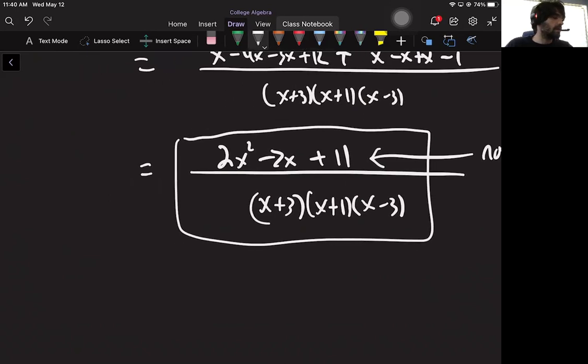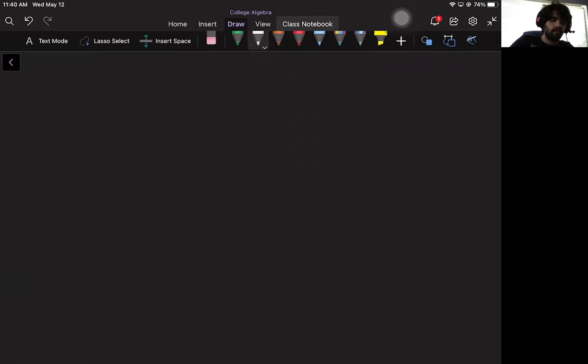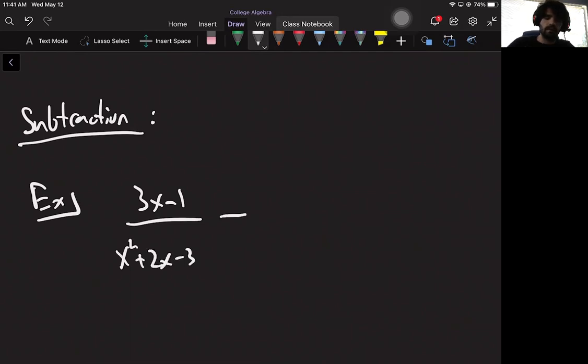Okay, so that's how you add. Get a common denominator, then stick them together, and then simplify as much as possible. Okay, and now what's the last operation? Subtraction. So subtraction will work just like addition, but there will be a negative. And these just take practice to work with. Okay, so here's what we can do. Instead of adding these two rational expressions, we're going to subtract them.